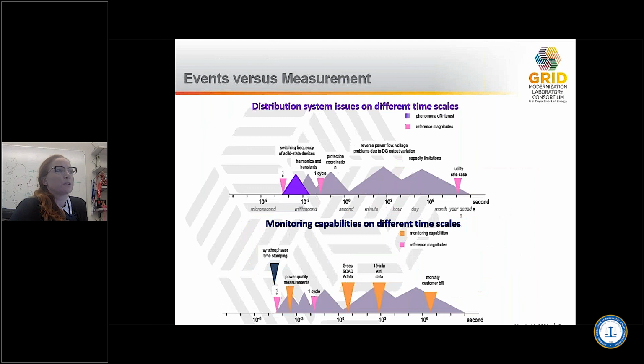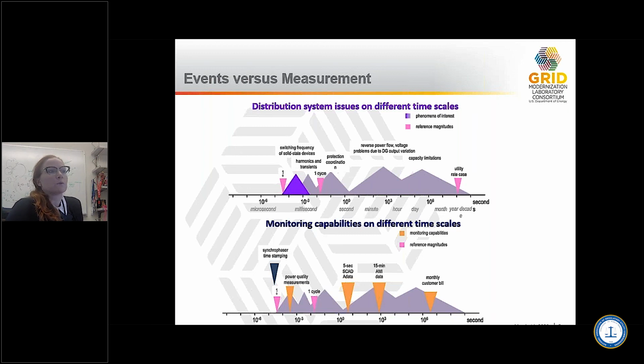I'll just step through these pretty quickly. So again, a similar graph as before, but here I'm actually talking about the events versus the type of measurement that you might be looking at, and also mapping over here the type of monitoring capabilities for different types of systems. So here we're talking about the 15-minute advanced metering infrastructure data, which is coming from the smart meters that are installed on the customer houses. I'll also talk a little bit about SCADA data, supervisory control and data acquisition. And then we also have at some locations things like power quality measurements and synchrophasor time stamping.